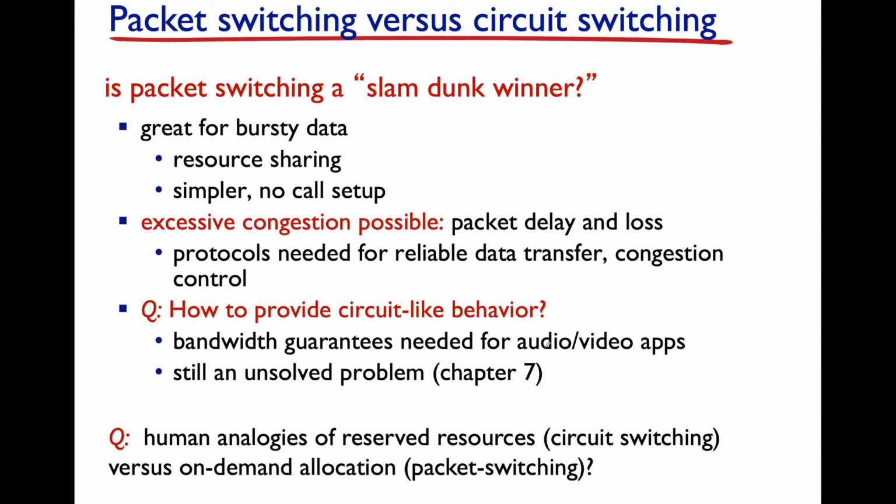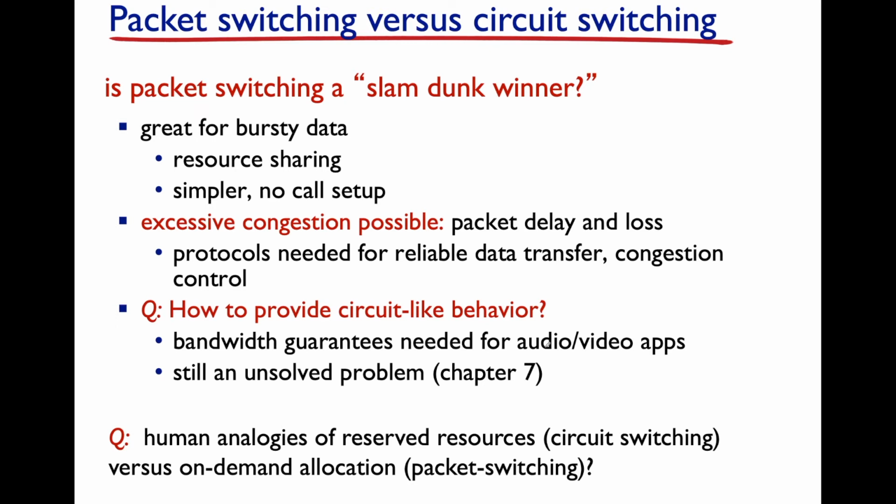So packet switching is great for bursty data, data that spikes. It goes at a small rate and stays around some average, and all of a sudden it shoots up and comes back down. Packet switching is great for that. It's great for resource sharing. It's simpler. You don't have to do call setup or the allocation of these channels, whether it's frequency division or time division multiplexing. If excessive congestion is possible, i.e. you get packet delay and loss, well, you need some protocols with packet switching to get reliable transfer of data. You need something called congestion control, which we'll talk about in the transport layer segment of the semester.